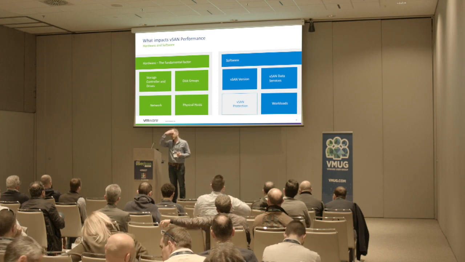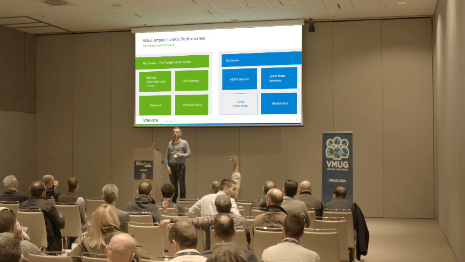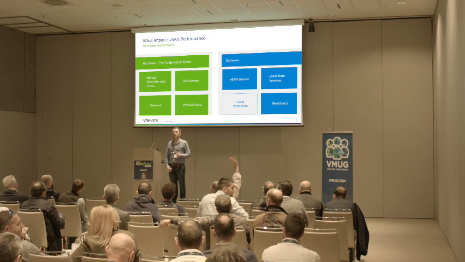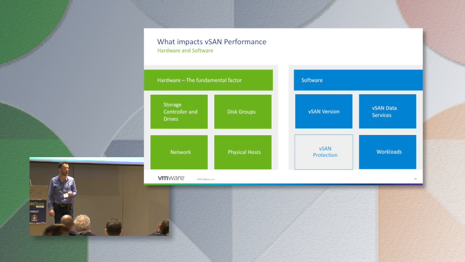Who here is on vSAN 6.5? vSAN 6.7? Okay. So vSAN 6.7 U1 came out with a lot of sequential write improvements, with or without data services. So it's something to take a look at as well if that's your primary workload.